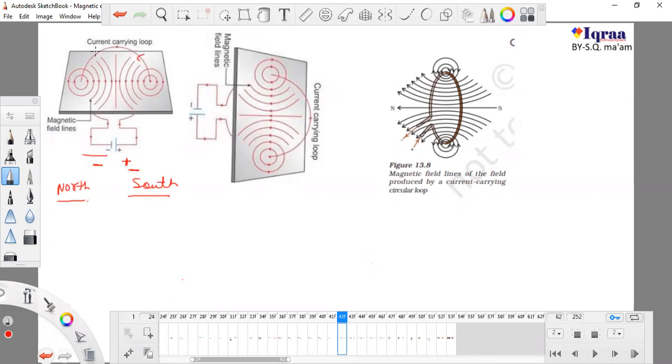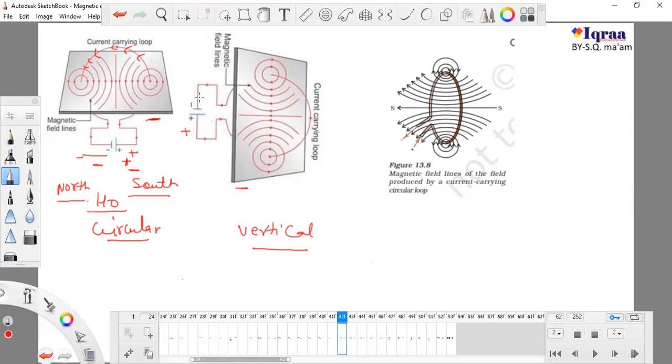It is flowing like this, because this is positive and negative. Now I just rotated this diagram. This is the horizontal version, and I made it a vertical version. This circular loop was horizontal here and it is vertical here. Nothing is changed, I just changed the direction.